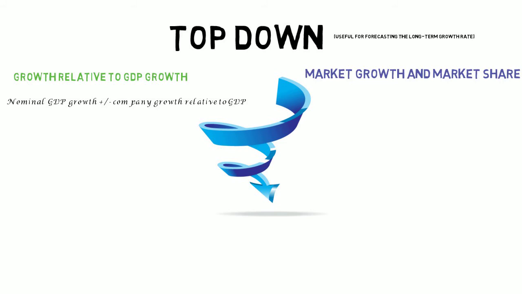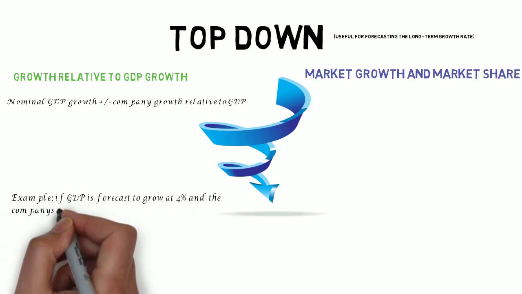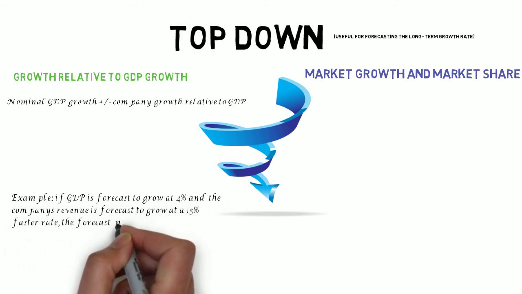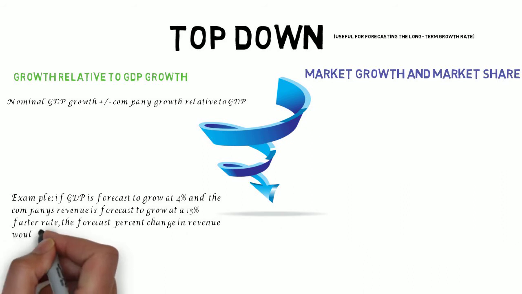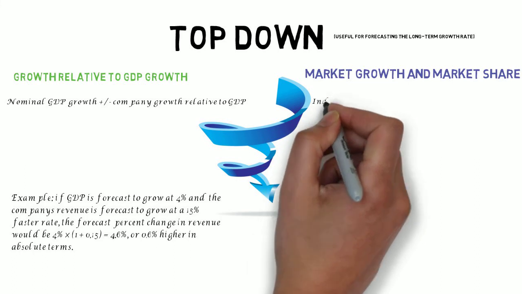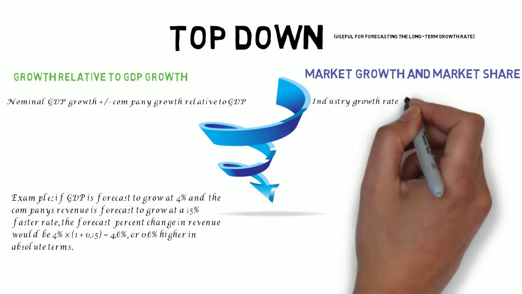The forecast may also be in relative terms. Thus, if GDP is forecast to grow at 4% and the company's revenue is forecast to grow at a 15% faster rate, the forecast percentage change in revenue would be 4% times 1 plus 0.15, or 4.6%, or 0.6% higher in absolute terms. In a market growth and market share approach, the analyst first forecasts growth in a particular market.